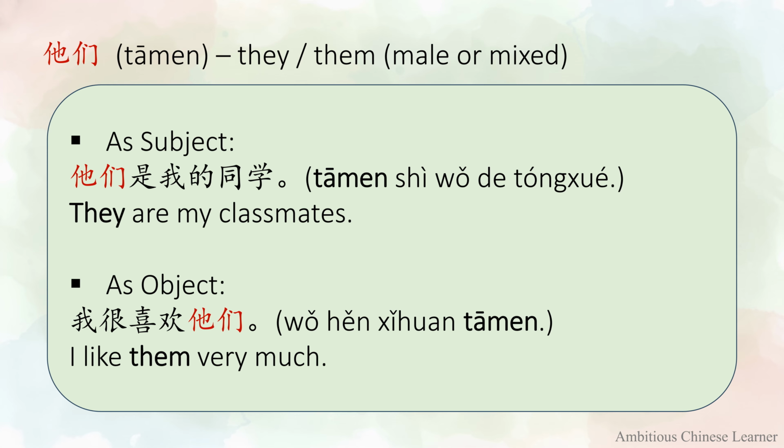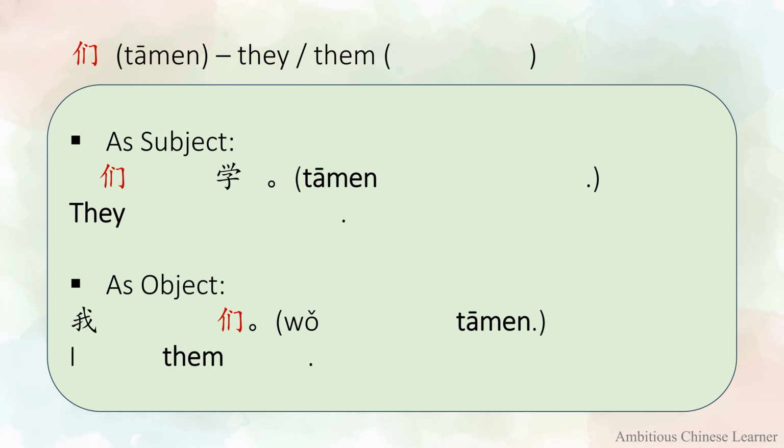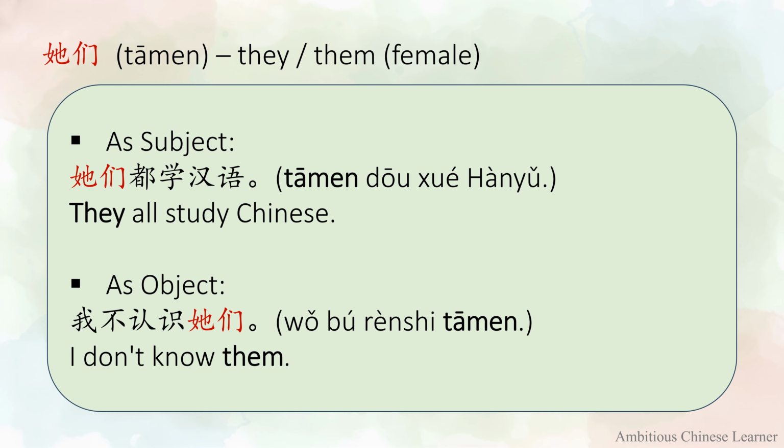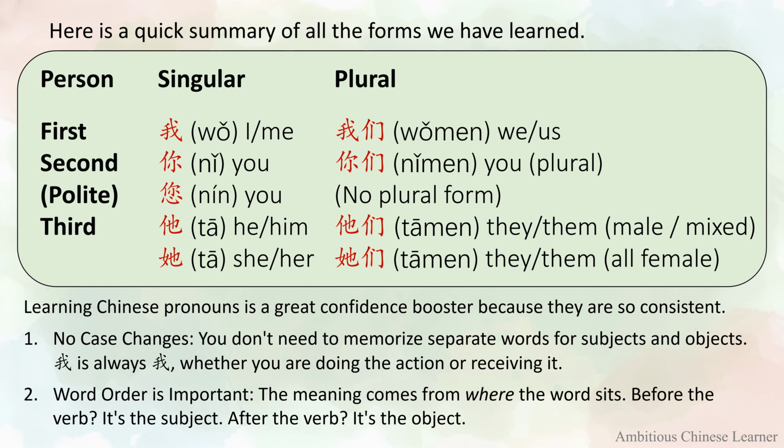她们, they or them, female. 她们都学汉语, They all study Chinese. 我不认识她们, I don't know them. Here is a quick summary of all the forms we have learned.